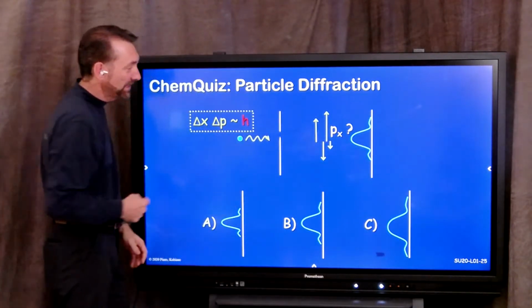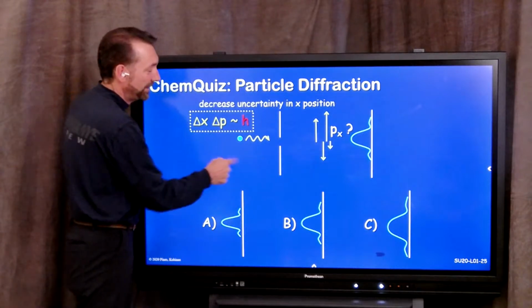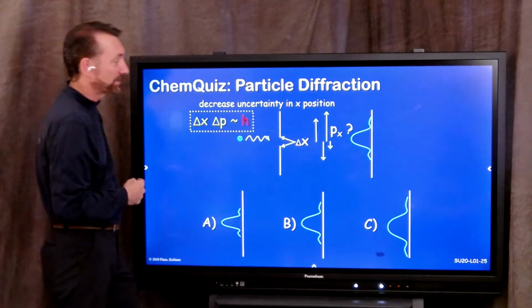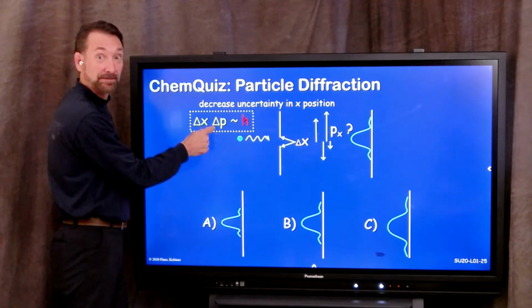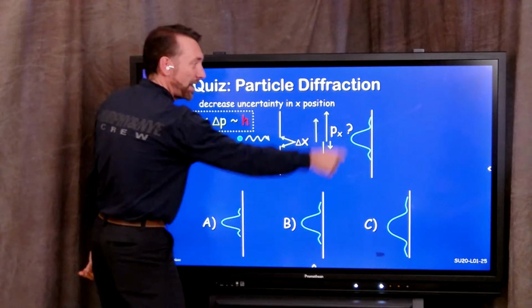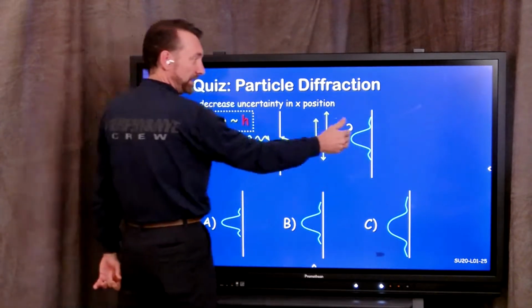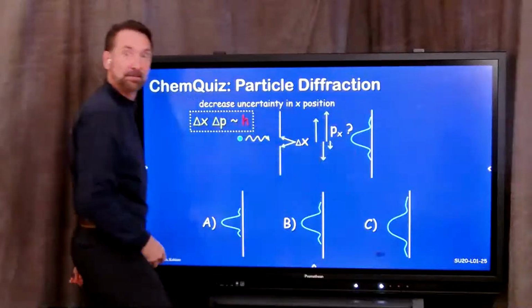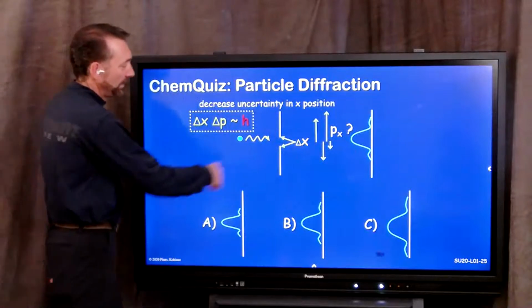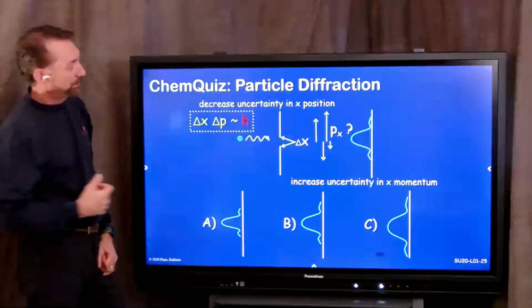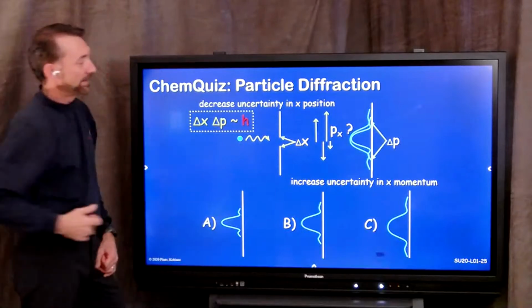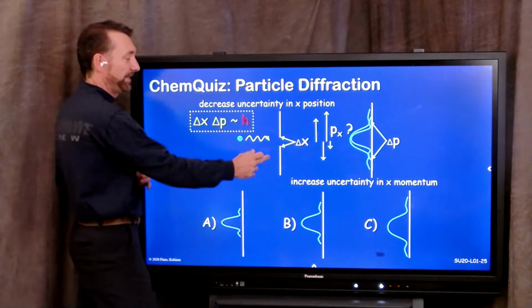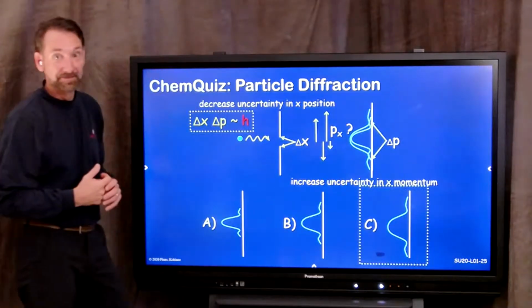So narrowing the slit says I know a lot more about where it is there. Delta x gets smaller, but delta p must get bigger. So the momenta are different, and by the time the particles get here, they will have spread out more because there's a greater range in momenta. So that is the uncertainty principle that applies to matter because it applies to waves.